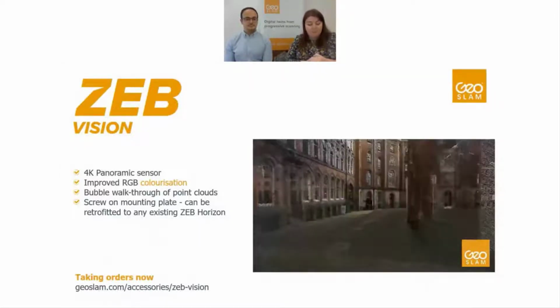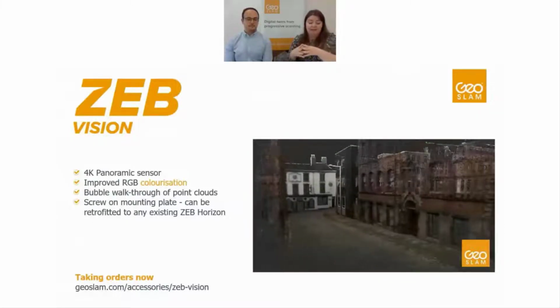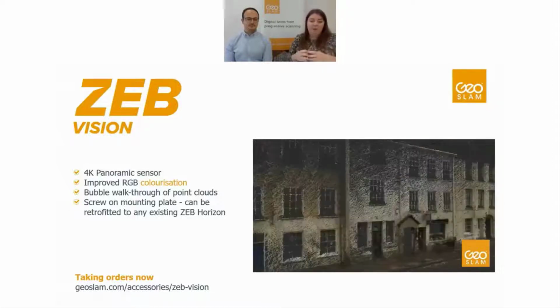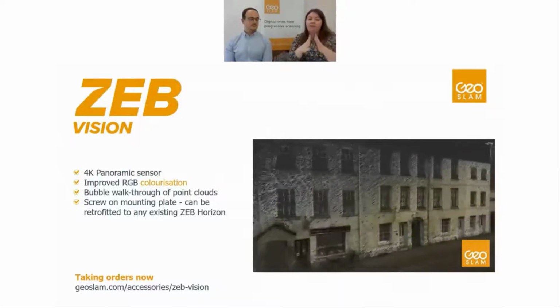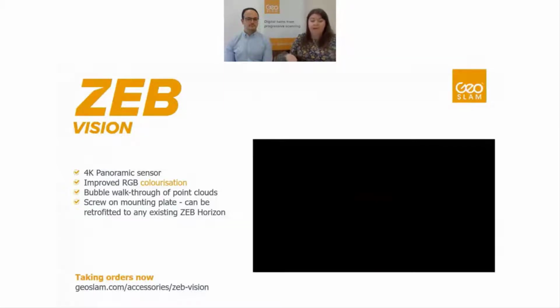It's a 360 pano camera. Obviously no camera is fully 360, so we've had to have 2 back-to-back lenses with a really wide field of view, about 200 degrees each, and then we stitch those images together. The process is to generate equirectangular images, and then you get a full field of view within the Connect viewer. So we have that bubble walkthrough of your point cloud. And these are really easy to retrofit to any existing ZEB Horizon. So if you already have a Horizon, then you can definitely use the ZEB Vision, which is nice and easy.